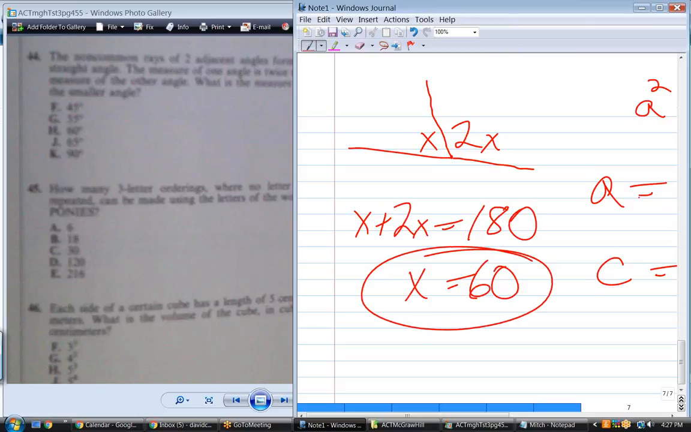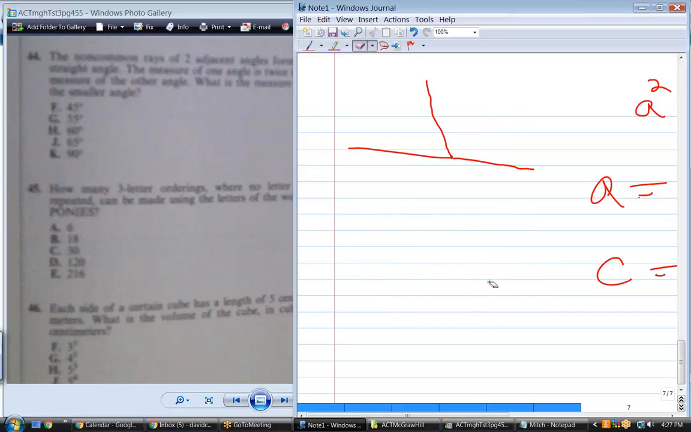Now, I love the way you did it. It's fastest. But if this was 5 times bigger instead of twice, it might be a little harder to do it that way. 5 times is not going to be as easy to pick a number like 60 and see if it works really quick. So if the question was 5 times, this way is probably going to be faster, and then you get 6x equals 180, x must be 30.